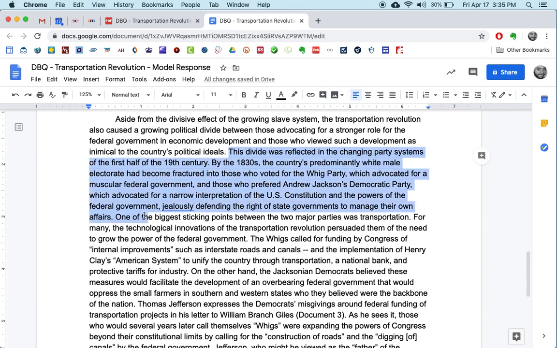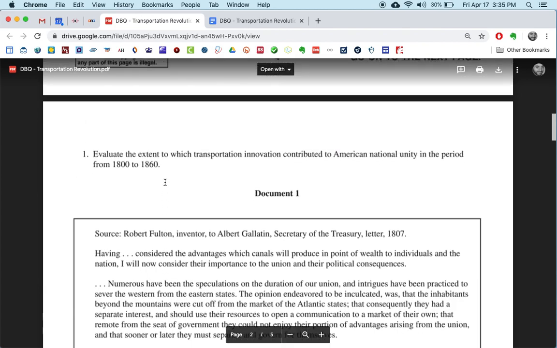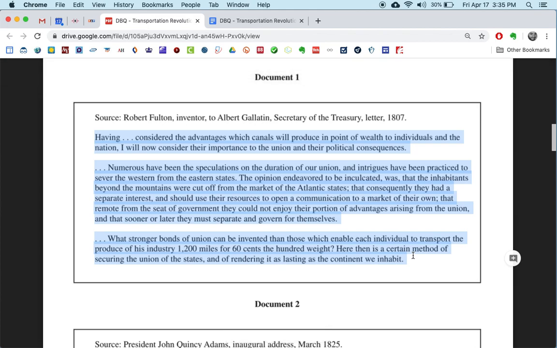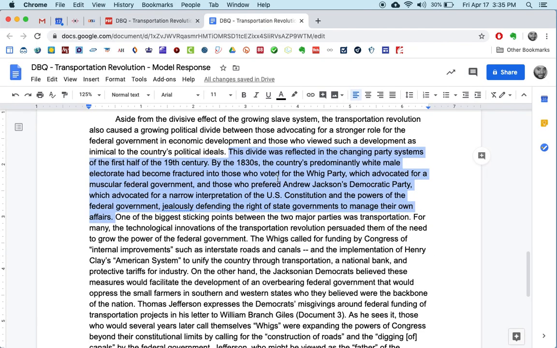Let me highlight what I'm reading here. Jealously defending the right of state governments to manage their own affairs. That's my evidence. I'm talking basically about the second party system, the Democrats and the Whigs, none of which are referenced specifically in these documents. If somebody says here, if there was like the platform of the Whig Party, then I probably wouldn't be able to use it as evidence. I definitely would be able to use the document as I would have to, but that piece of evidence would be off limits if I wanted it to count as quote evidence beyond the documents end quote. But it's not. So that's what I talk about: the Whigs and the Democrats.